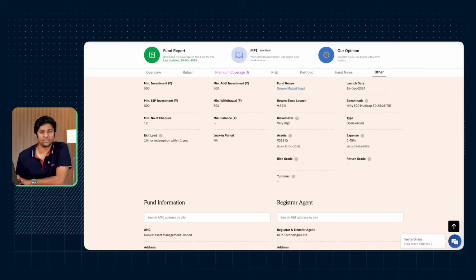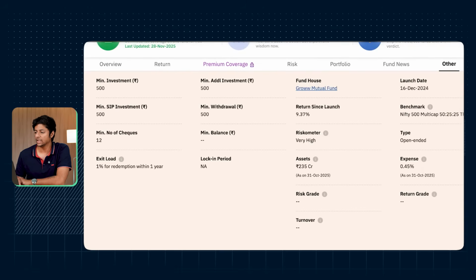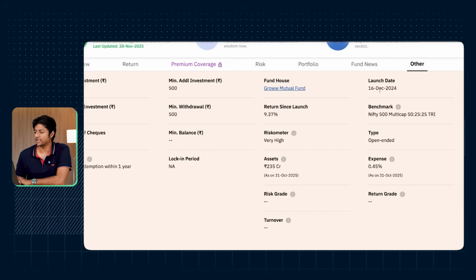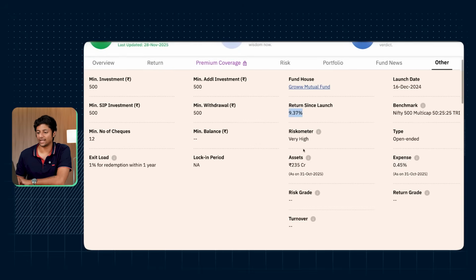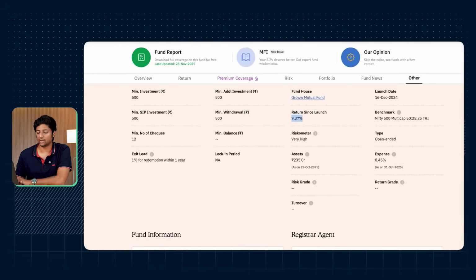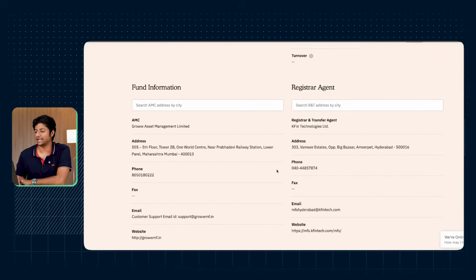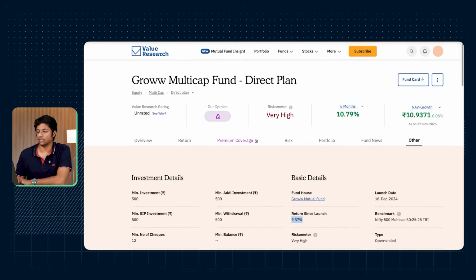Okay, now coming to the minimum investment and expense ratio. The minimum investment here, from a SIP standpoint and from a normal standpoint, is 500 rupees. This is run by Groww Mutual Fund. Launch date was 16 December 2024. Open-ended fund. The expense ratio of this fund is 0.45, so it is quite low on that scale, right? And the return since launch is 9.37. The risk is high, so you need to look at all the fund information before taking any call on what you need to do over here, right?